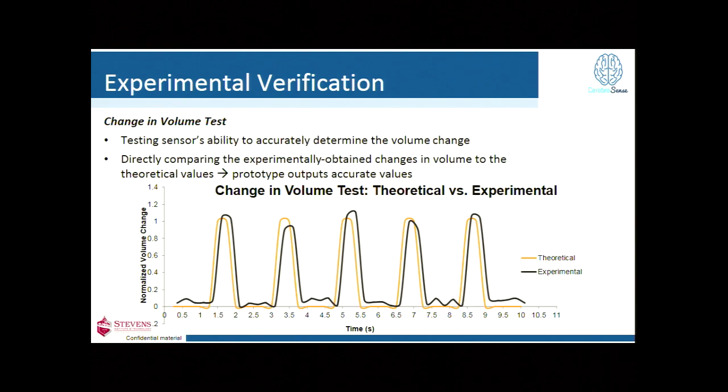All right, so behind this whole prototype creation, we also have a couple of experimental verifications. The first test that we performed was a change in volume test, which was a fundamental test to prove that the sensor is able to create an accurate pulsatility value. To do that, we did something similar to what you saw in the video, which is injecting a known volume of air and comparing it to whatever the sensor was giving us experimentally. That's why you see over here in this graph the overlap of both the theoretical and the experimental, and they showed a difference of less than 10%, which was our passing criteria for this particular test.